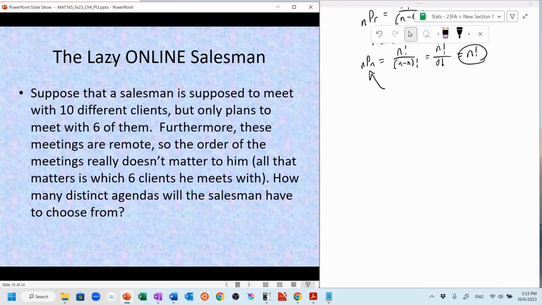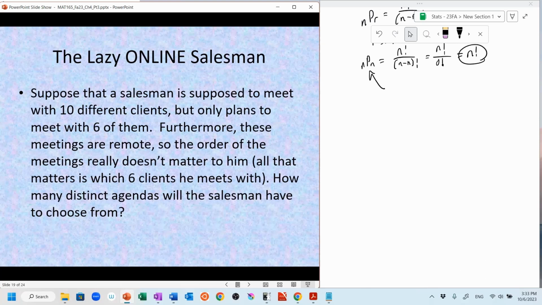Okay, so now let's look at a lazy salesman, but now we're in the modern era where all our meetings are over Zoom and such. So now we have a lazy online salesman, a lazy remote salesman. Now this salesman is supposed to meet with 10 different clients. They're only going to meet with 6 of them. But they don't really care about order, right?